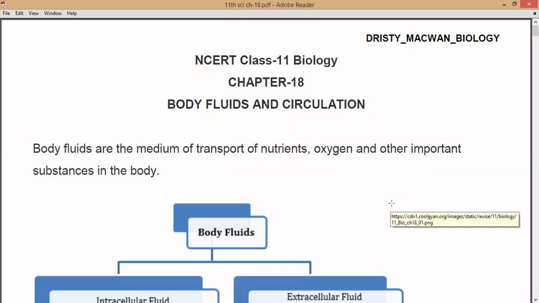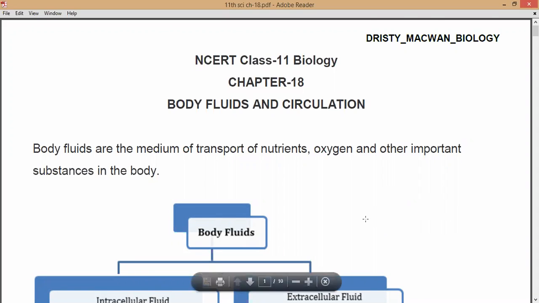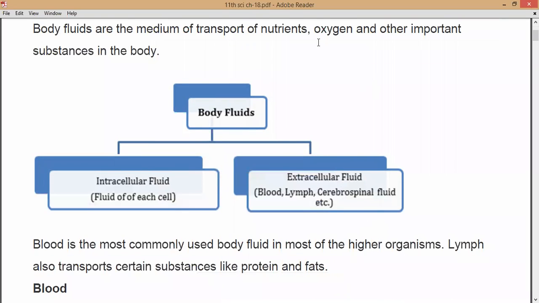Also, along with the nutrients, the oxygen is transported, and along with that, other important substances which are needed for your body cells are also transported with the help of the body fluids. Now we are going to see the body fluids. These body fluids are of two types: first is intracellular fluid and second is extracellular fluid.